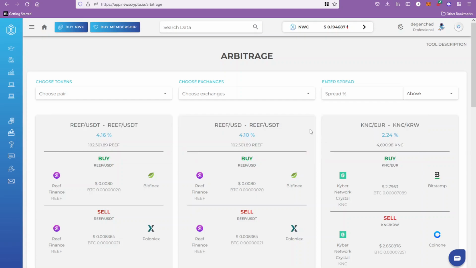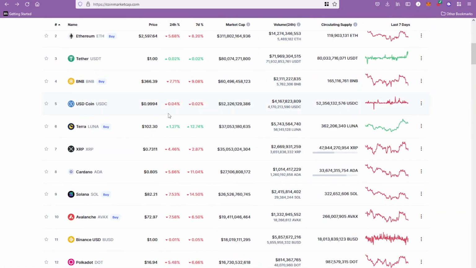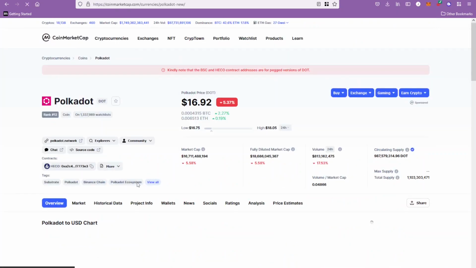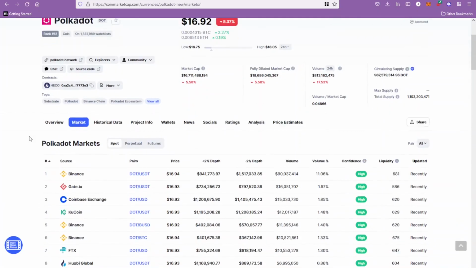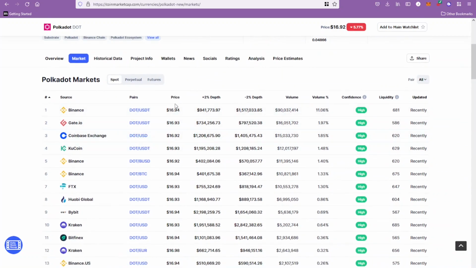So if you have a look at the interface here, the dashboard for the arbitrage, you can see how it kind of works. So the News Crypto platform kind of does everything for you. Otherwise, what you would normally do, if we just go over to CoinMarketCap for a second, in order to find these opportunities, these fluctuations in prices, you would have to go to somewhere like CoinMarketCap. You would have to choose a random coin, like Polkadot, and then if we go on to market, we can see all the places, centralized and decentralized exchanges, where this coin is available, and you can see the price here.